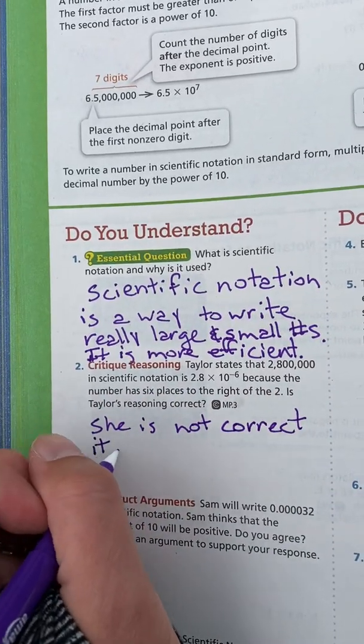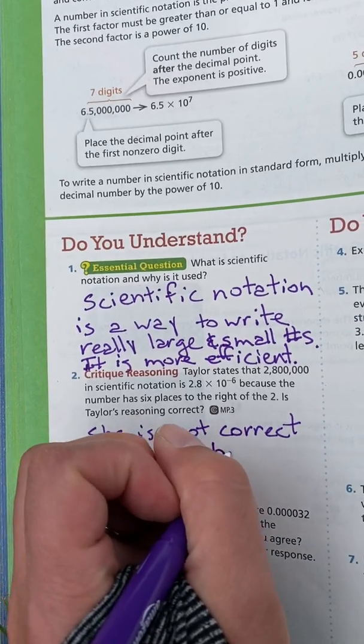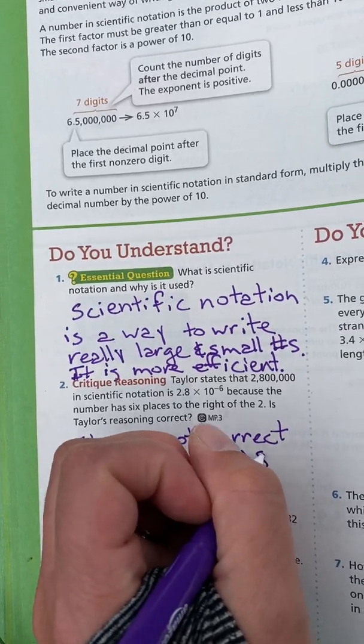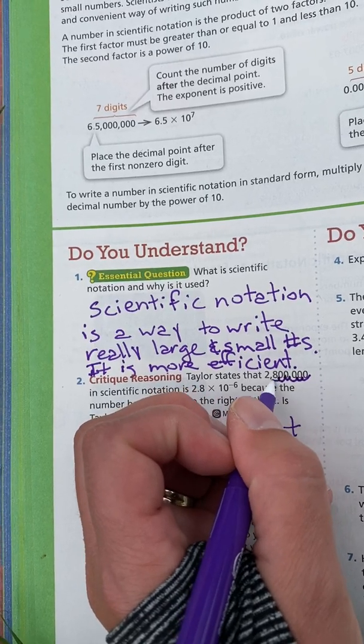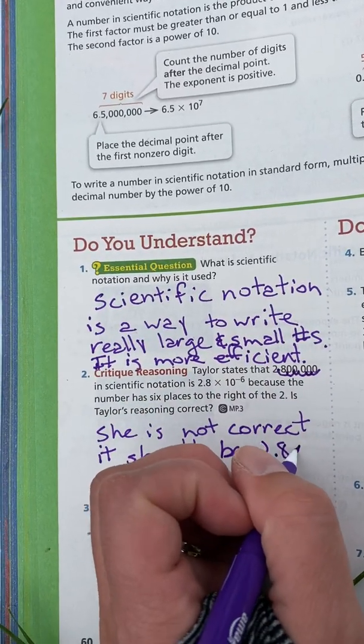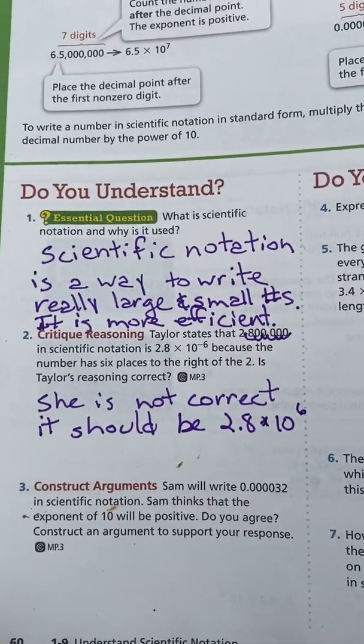It should be 2.8. Let's double check. Made sure she moved it 6 times. 1, 2, 3, 4, 5, 6 times 10 to the 6, right? It should be to the positive.